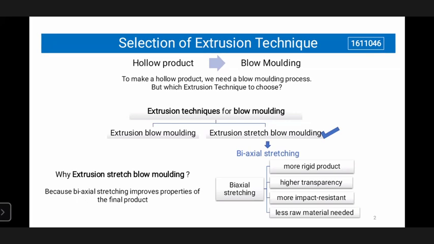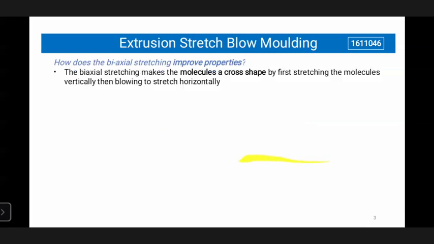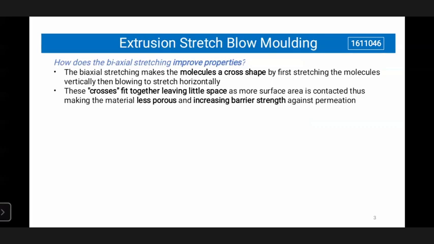Why extrusion stretch blow molding? Because biaxial stretching improves properties of the final product. How does the biaxial stretching improve properties? The biaxial stretching makes the molecules a cross shape by first stretching the molecules vertically, then blowing to stretch horizontally. The molecules fit together, leaving little space as more surface area is contacted, thus making the material less porous and increasing barrier strength against permeation.